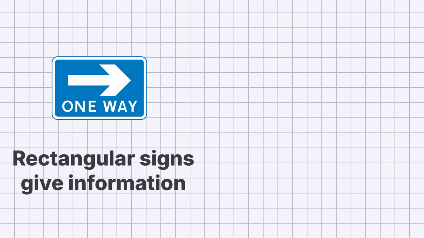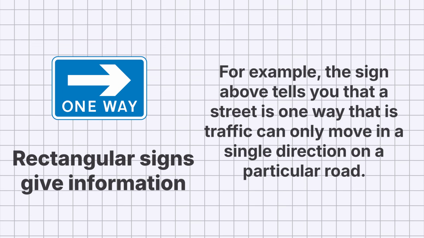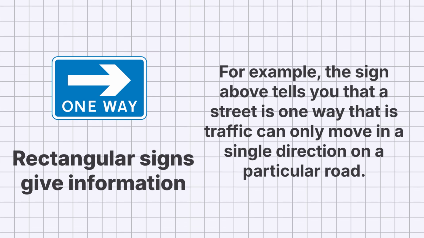Rectangular signs give information. For example, the sign above tells you that a street is one way, that is, traffic can only move in a single direction on a particular road. Now, let's get started.